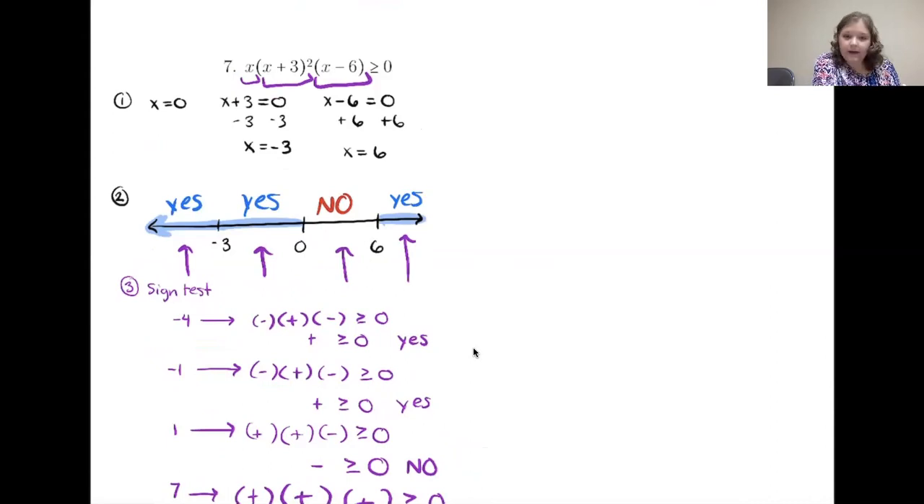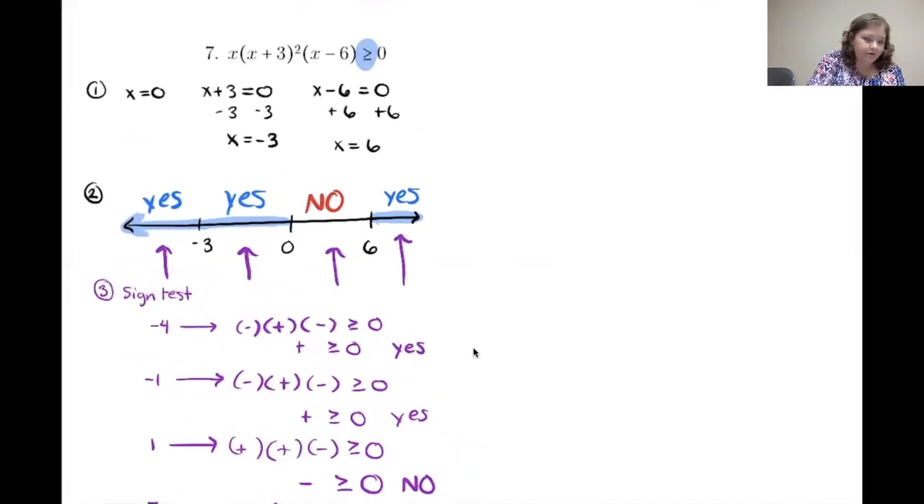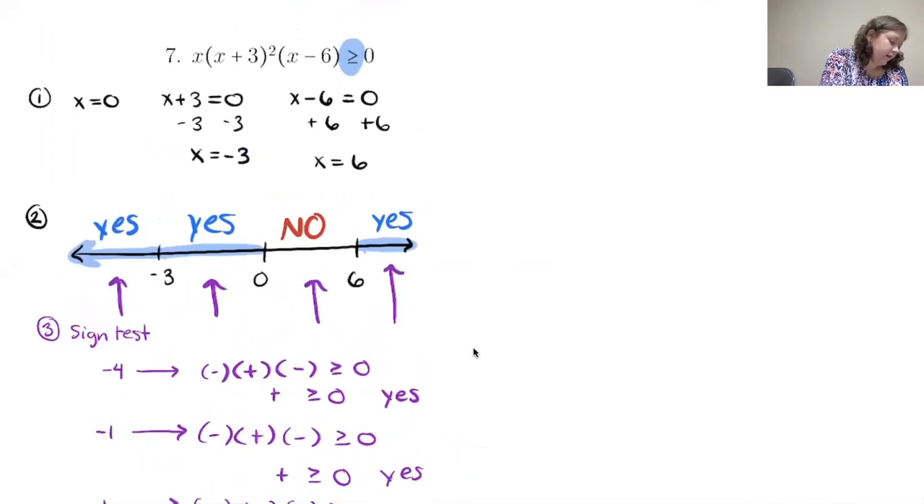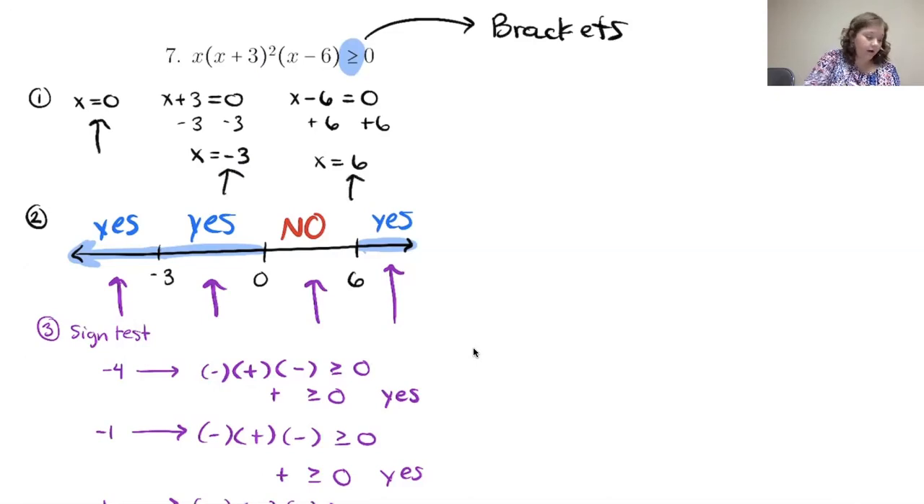And so now we have done the first 3 steps, and then the last step is where we have to do just a little bit of thinking and a little bit of reasoning this out to make sure that we've got it correct. So our sign is greater than or equal to, which is an inclusive inequality. So inclusive inequalities get brackets. And what it means is all these numbers here, like 0, -3, and 6, are all going to be included in our final answer.